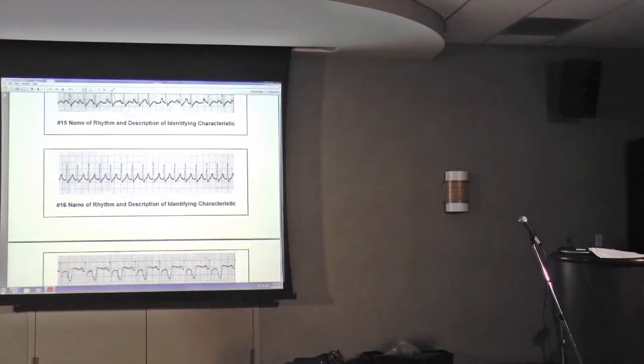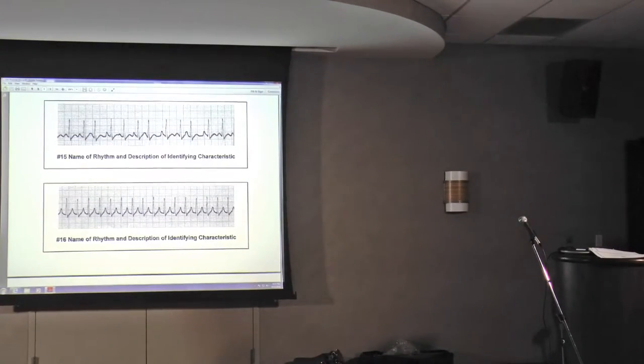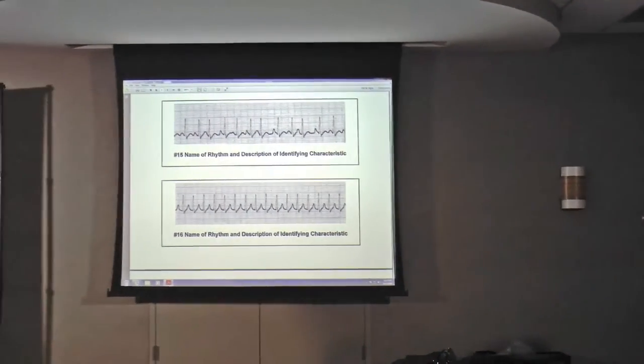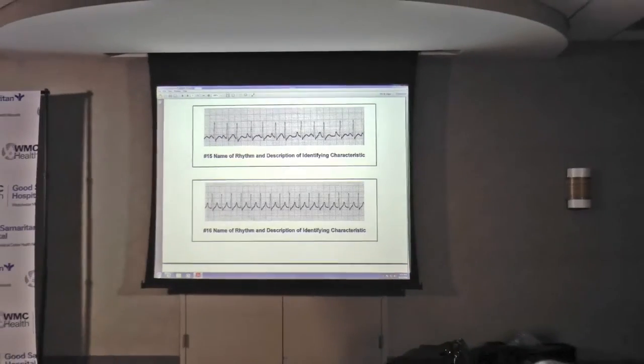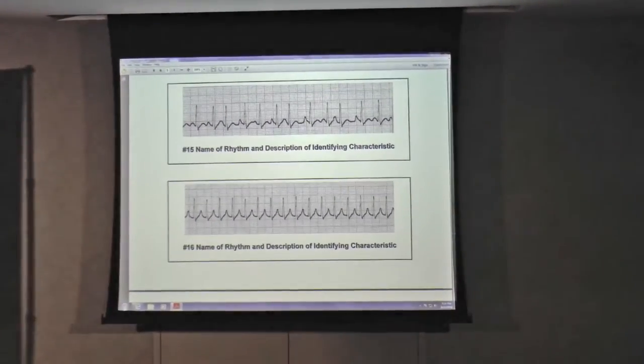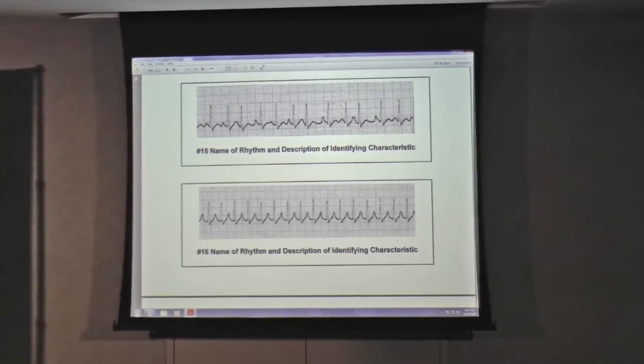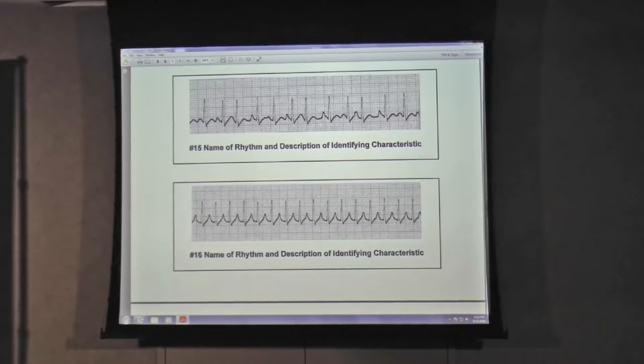Can you go back to 15 to show the differences? Sure. So, first of all, here the rate is a little slower, just a little, but again, it's irregular, so it's a little hard to tell. But here, the P waves are a little more rounded, a little flatter than this one. And the morphology of the P waves changes. Here, on 16, the morphology of the P waves is what?